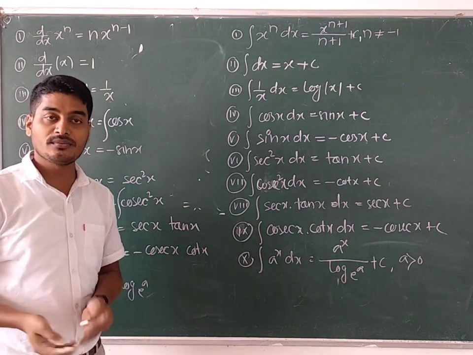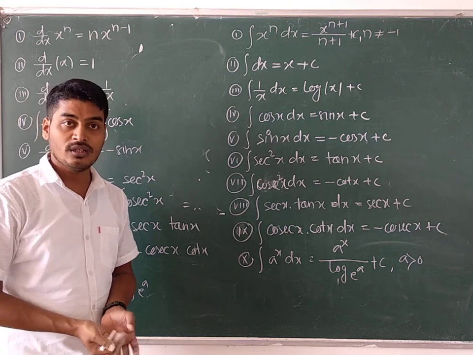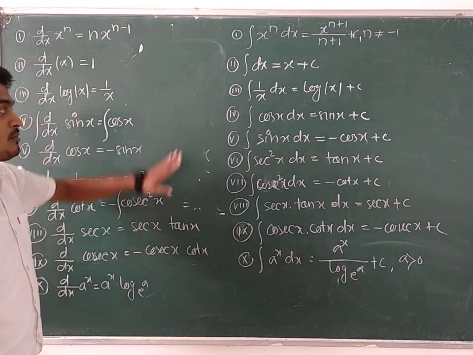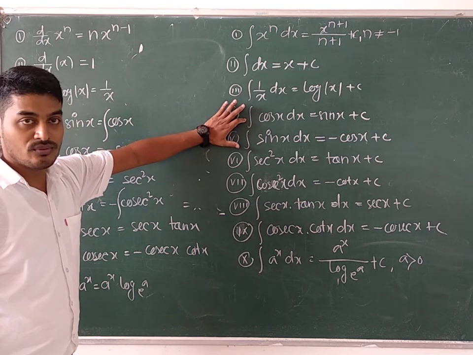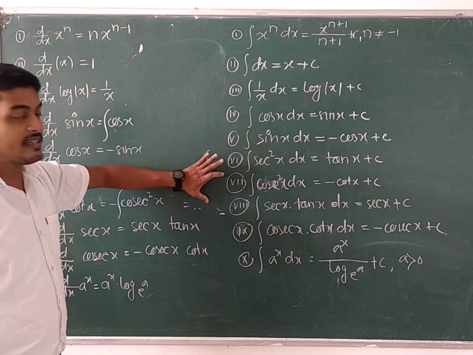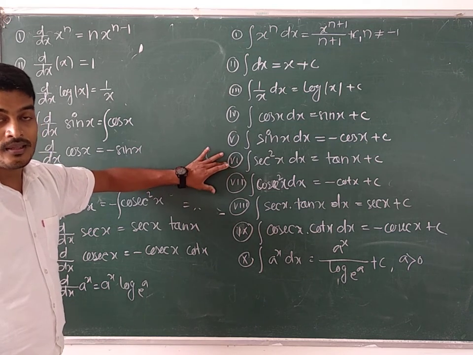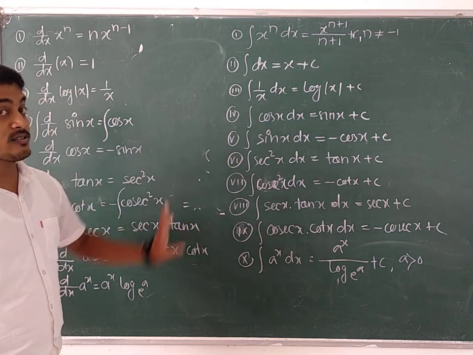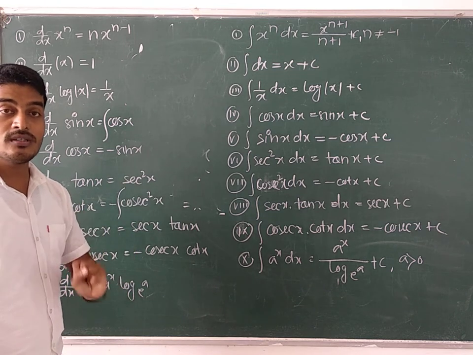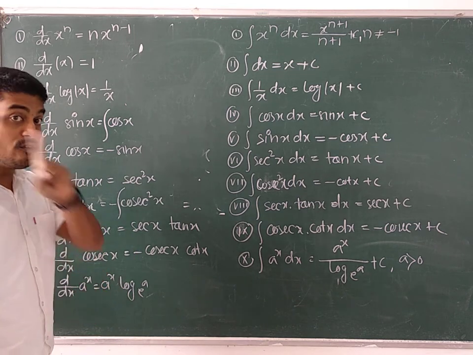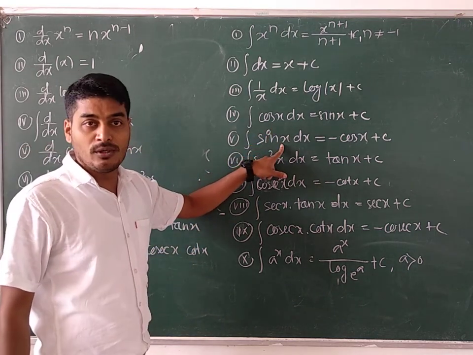I will try to give the integration formulas for inverse trigonometry also. What is the integration formula for sin x, cos x, tan x, sec x, cot x, cosec x? I have not given the integration formula for tan x and cot x, sec x and cosec x. Here in this video I will try to give the integration formula for all the 6 trigonometric ratios.